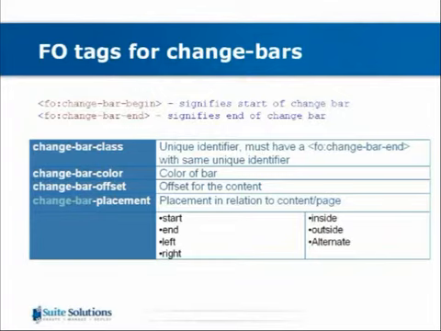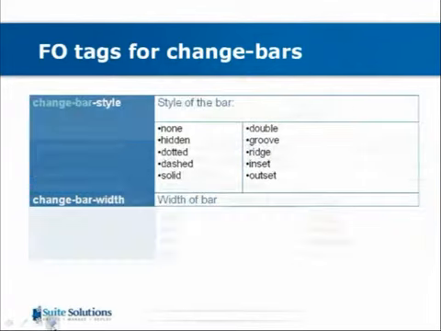Change bar color is the color of the change bar. Offset is how far away it is from the document content. Placement is in relation to the page and content, so you have a list of options here. And for the style, you also have a list of styles, the list of options for table borders. And the width of the change bar: you can decide how wide a change bar will be.